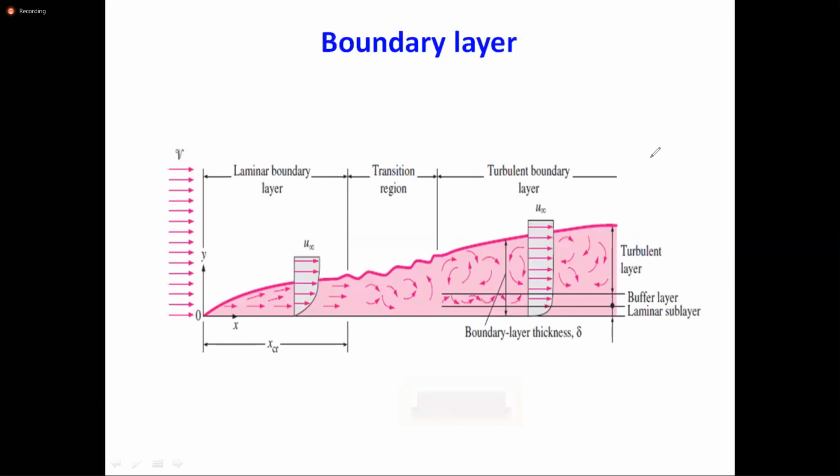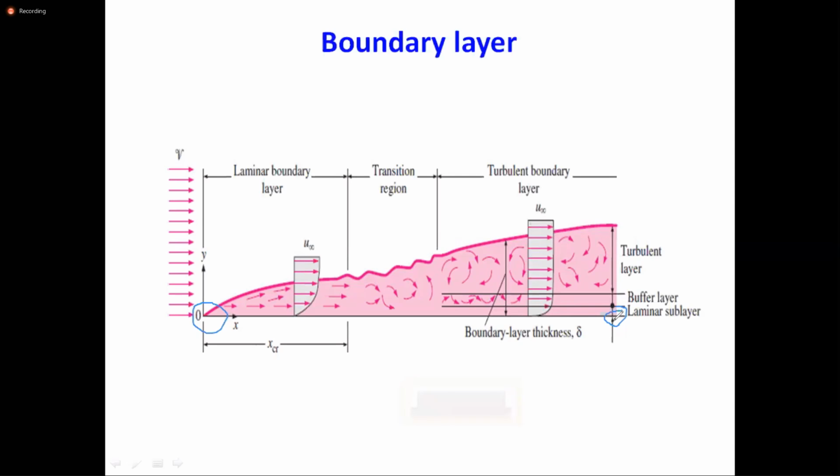So here, if the fluid is allowed to flow over a solid, flat surface, let us say the flat floor in our house, this is the leading edge, and this one is called the trailing edge. Where the fluid is entering is called the leading edge, and where the fluid is leaving is called the trailing edge.